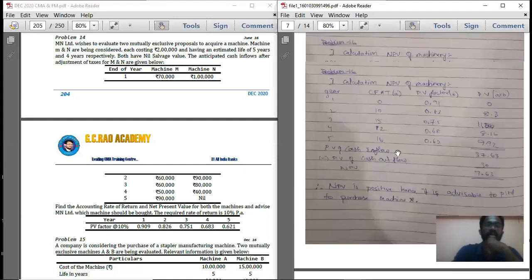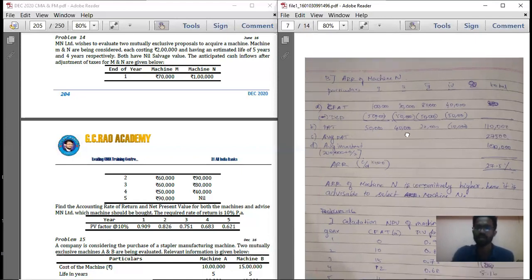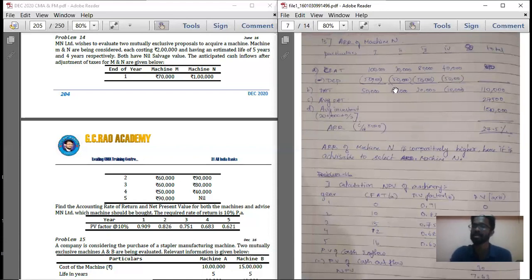So now we should calculate ARR for project N. Now record below that, capital B, ARR of machine N. And below that, a table. Don't use this format, just go with the previous format itself, how we did for machine M.